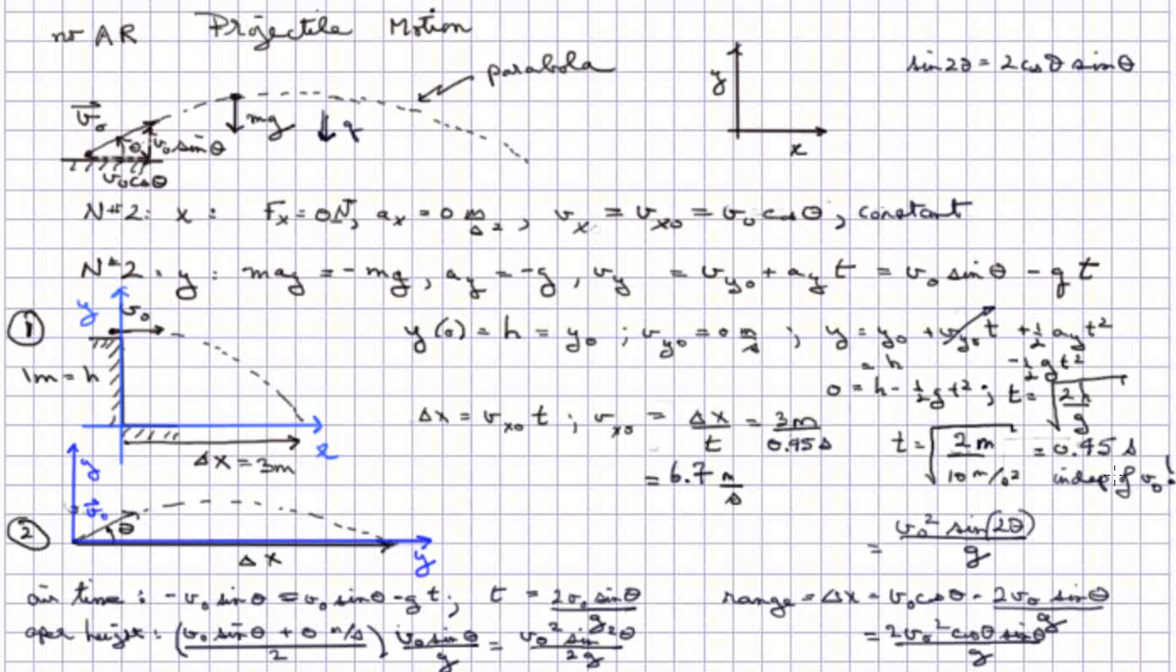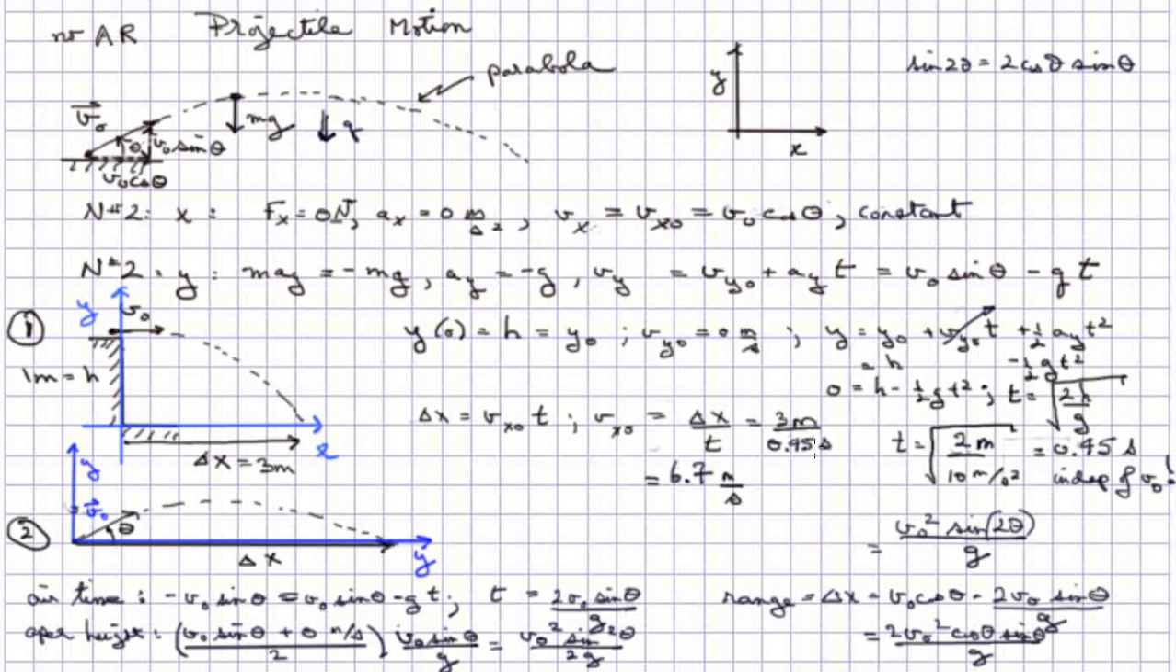Okay, make sure you understand that. Now, with this air time in hand, I can go back and relate delta x to the air time and Vx naught, which is what I'm trying to find here. So Vx naught is simply equal to delta x over t. This is true because the horizontal velocity is constant during all of projectile motion. So delta x is 3 meters by assumption, and the air time is 0.45 seconds.